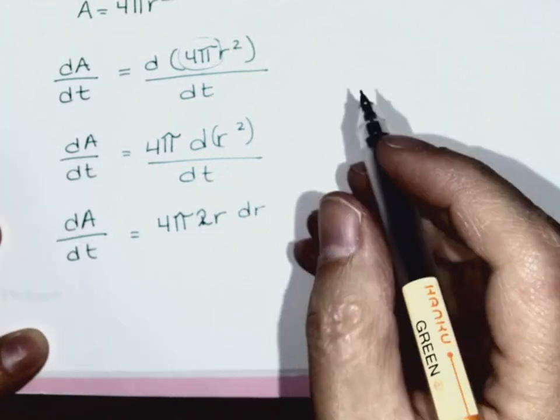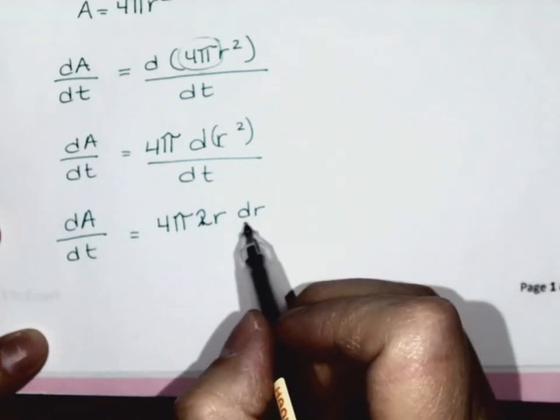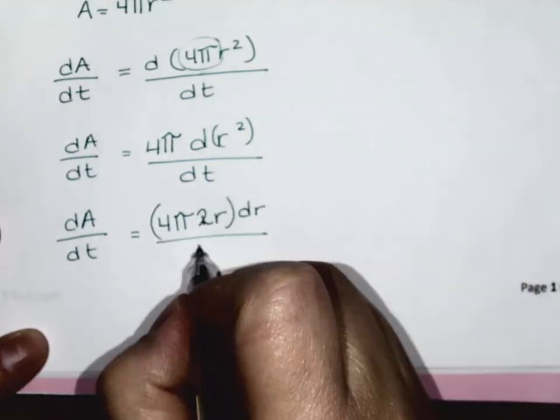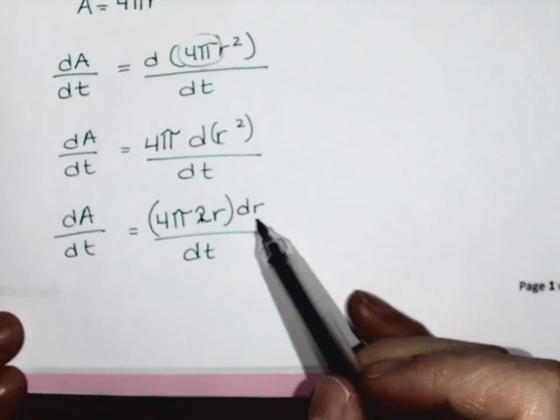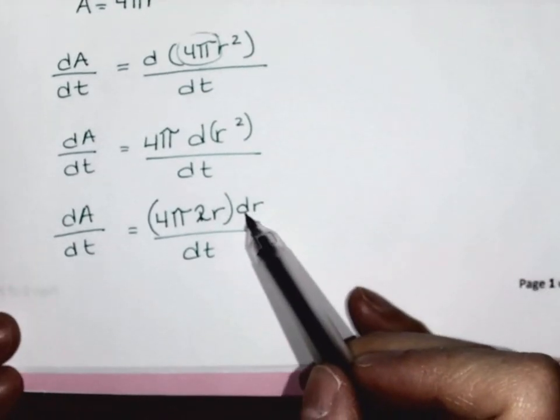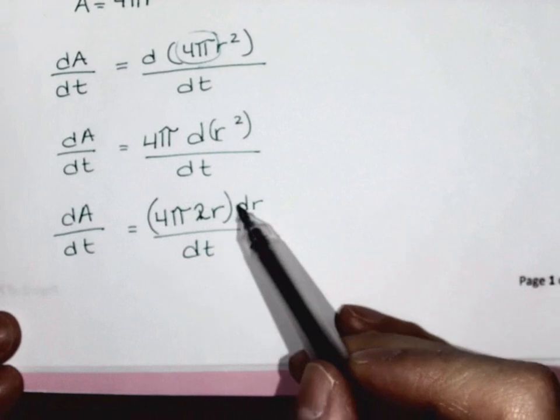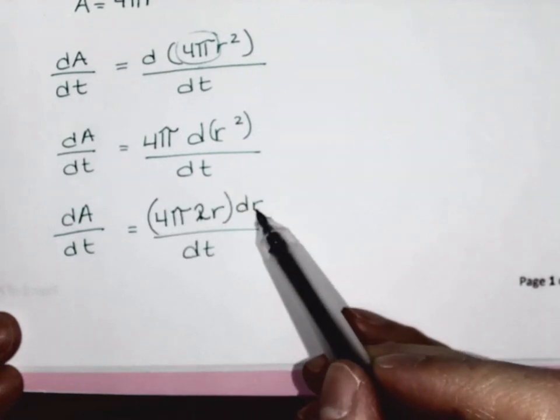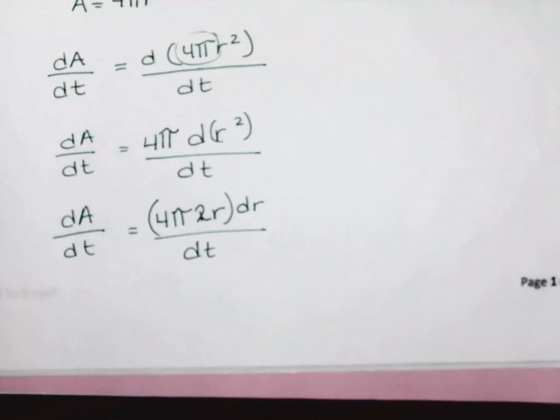So this is the weird part of this. I'm going to put this in brackets just so you can see it, and that's over dt. What we differentiated it with respect to was r, so we have to say we differentiated r. So that dr stays together and stays the same.